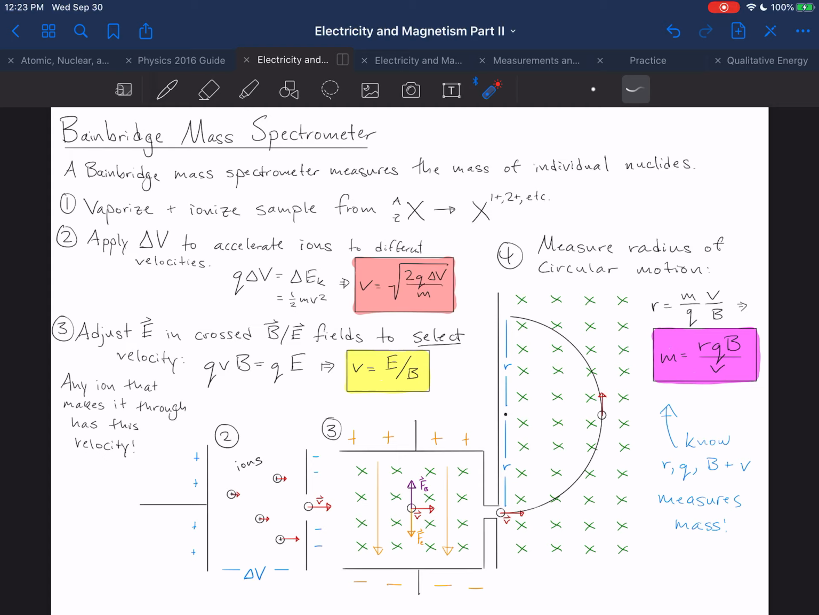So in the next video, I will go through the individual components of the mass spec. This was just an introduction.